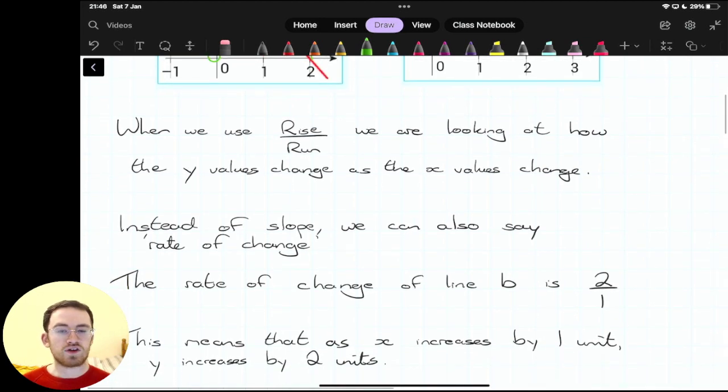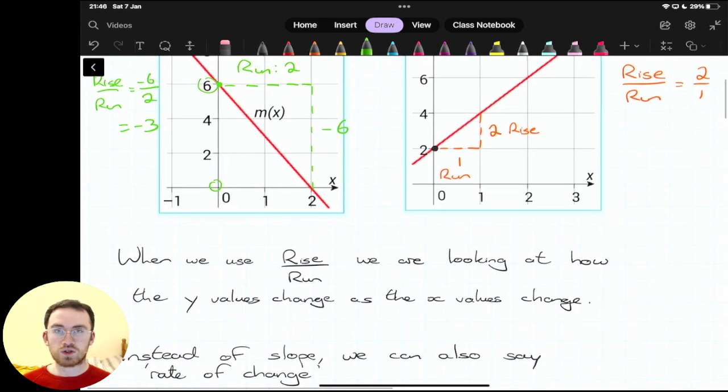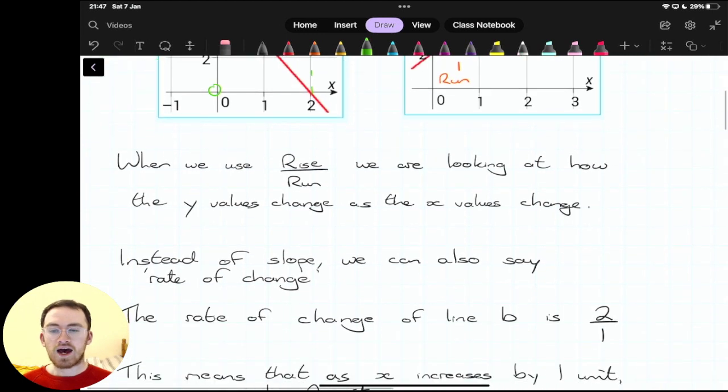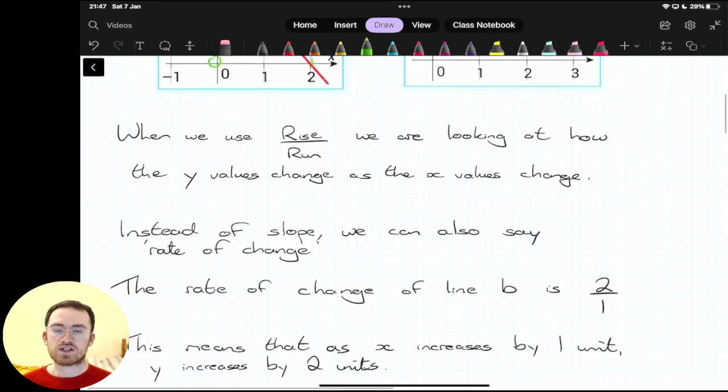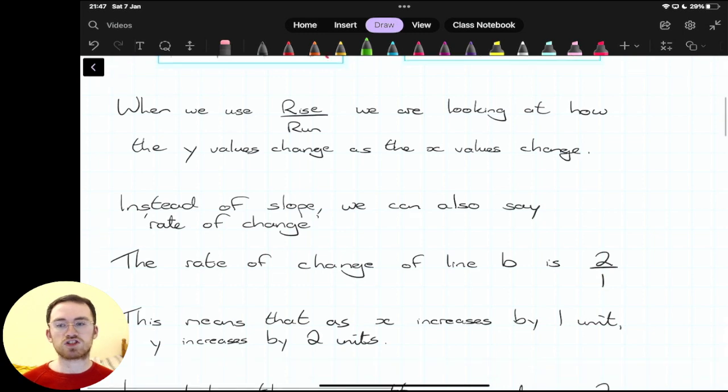So for line B, our slope was 2, that's what we calculated up above. We got our rise over run was equal to 2 over 1, or just 2. And we can say the rate of change of this line is 2. And what this means is that as x increases by 1, y increases by 2 units. So rate of change and slope, we can think of them as interchangeable for this instance. Slope is considered to be a rate of change.